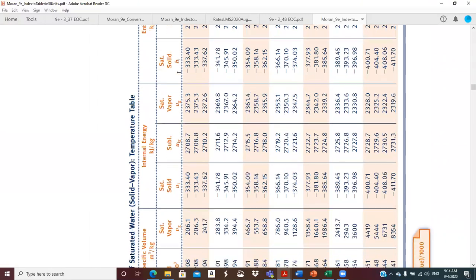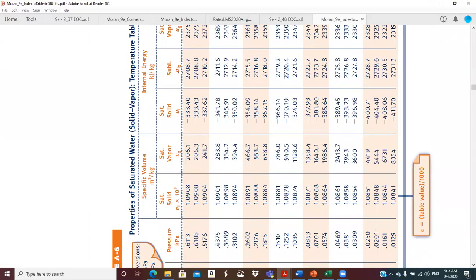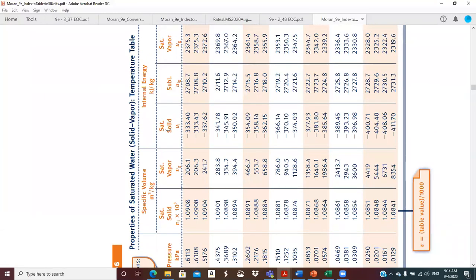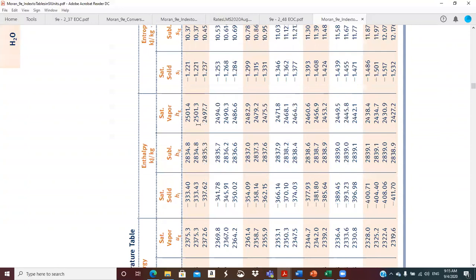And then we have a saturated water solid table. So this would be the solid to vapor information if you're doing sublimation type stuff.